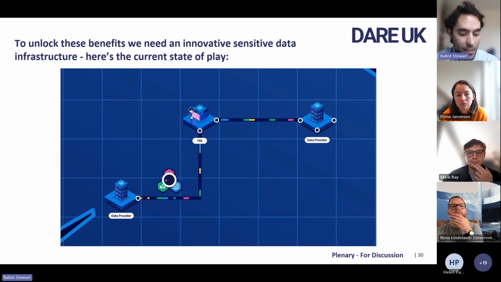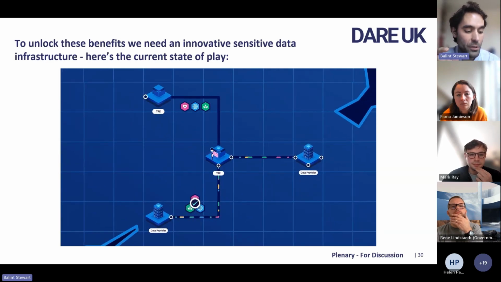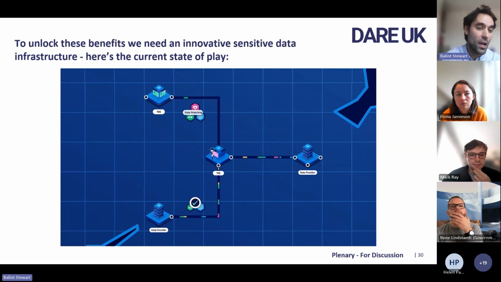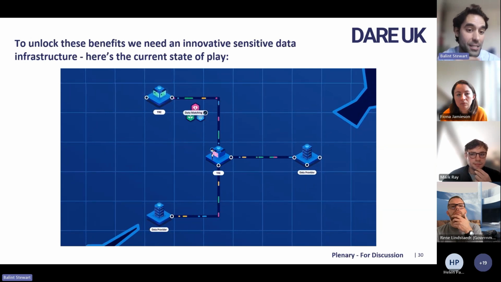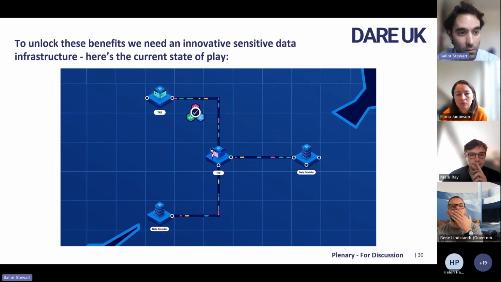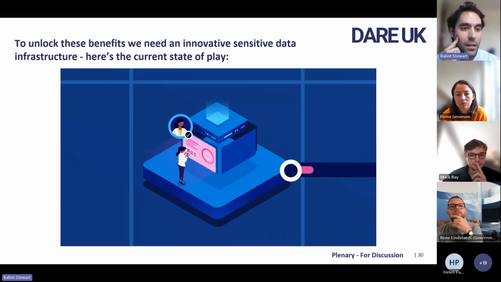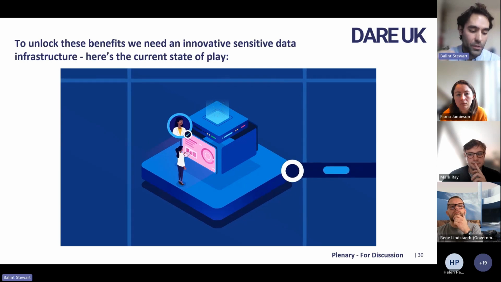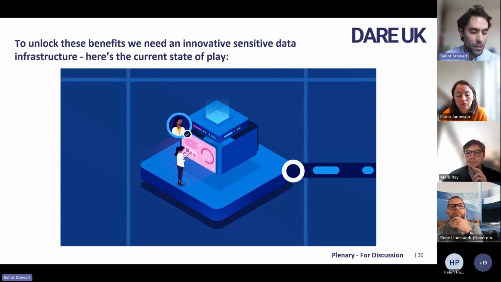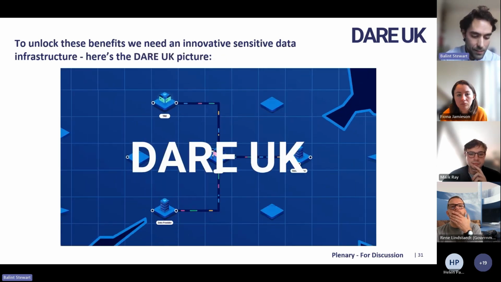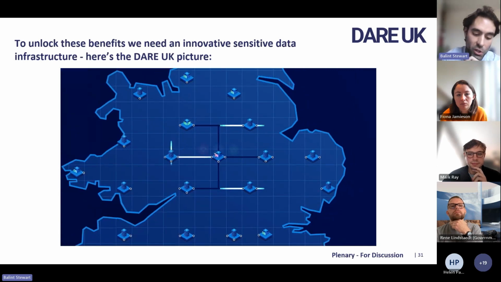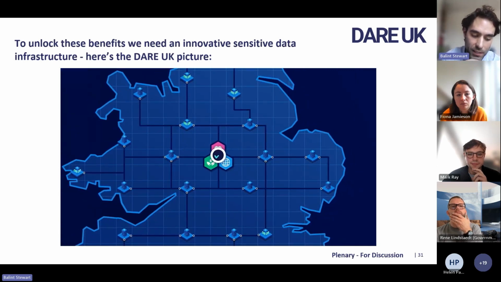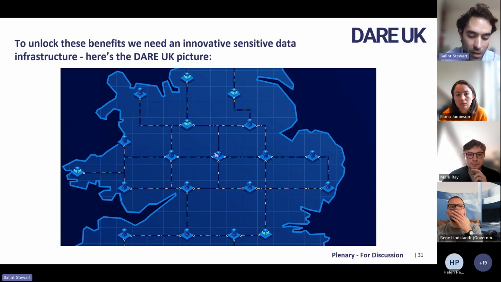So what this essentially means is that Rachel will have to be able to, instead of getting the data sent to her TRE, actually send her analyses to the data rather than access the data directly. This is called federated analytics, and it's not at the moment generally supported. So this is where Dare UK comes in. With secure, standardized and trusted connections between TREs, moving or analyzing data between TREs becomes much easier.